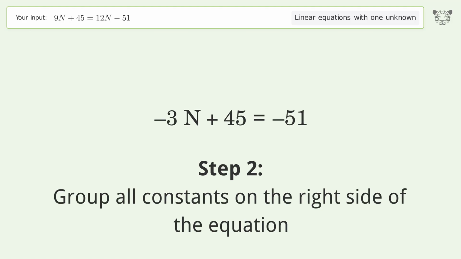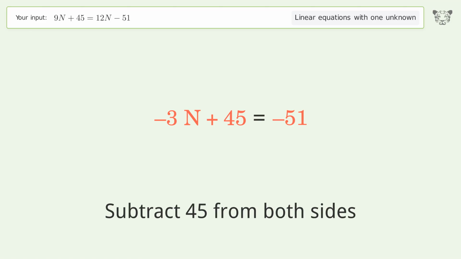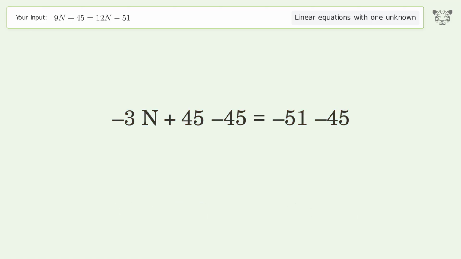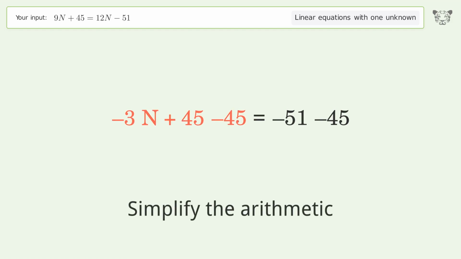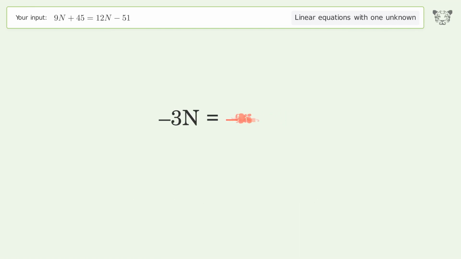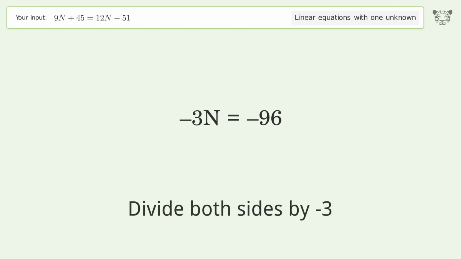Group all constants on the right side of the equation. Subtract 45 from both sides. Simplify the arithmetic. Isolate the n. Divide both sides by -3.